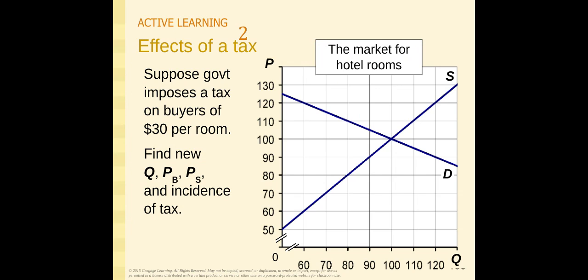So I want you to try this. I want you to pause the video and use this market for hotel rooms to assume that there's a $30 tax and see what the new quantity would be that would be sold, and then the price the buyers would pay, and then the price the sellers would get, and the incidence of tax, meaning how much they would have to pay more as a buyer, how much they would get less as a seller. Okay, so do this, pause it, and I'm going to go over the answers.